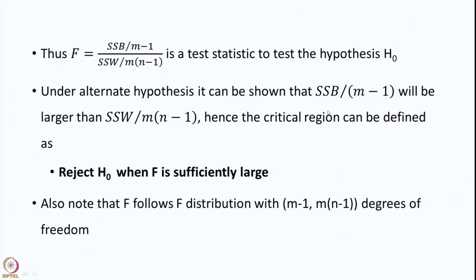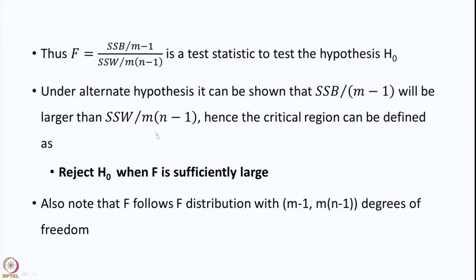So, under the alternate hypothesis, between group sums of squares is going to be much larger than within group sums of squares divided by its degrees of freedom, and therefore the critical region is to reject H0 if F is sufficiently large. Remember F is a ratio of two chi square distributions which are independent of each other, because all observations are taken independently, and therefore the between group sums of squares and within group sums of squares are independent. You can show it statistically also, and therefore this follows an F distribution, the ratio of two chi squares, with m minus 1 numerator degrees of freedom divided by the denominator degrees of freedom.